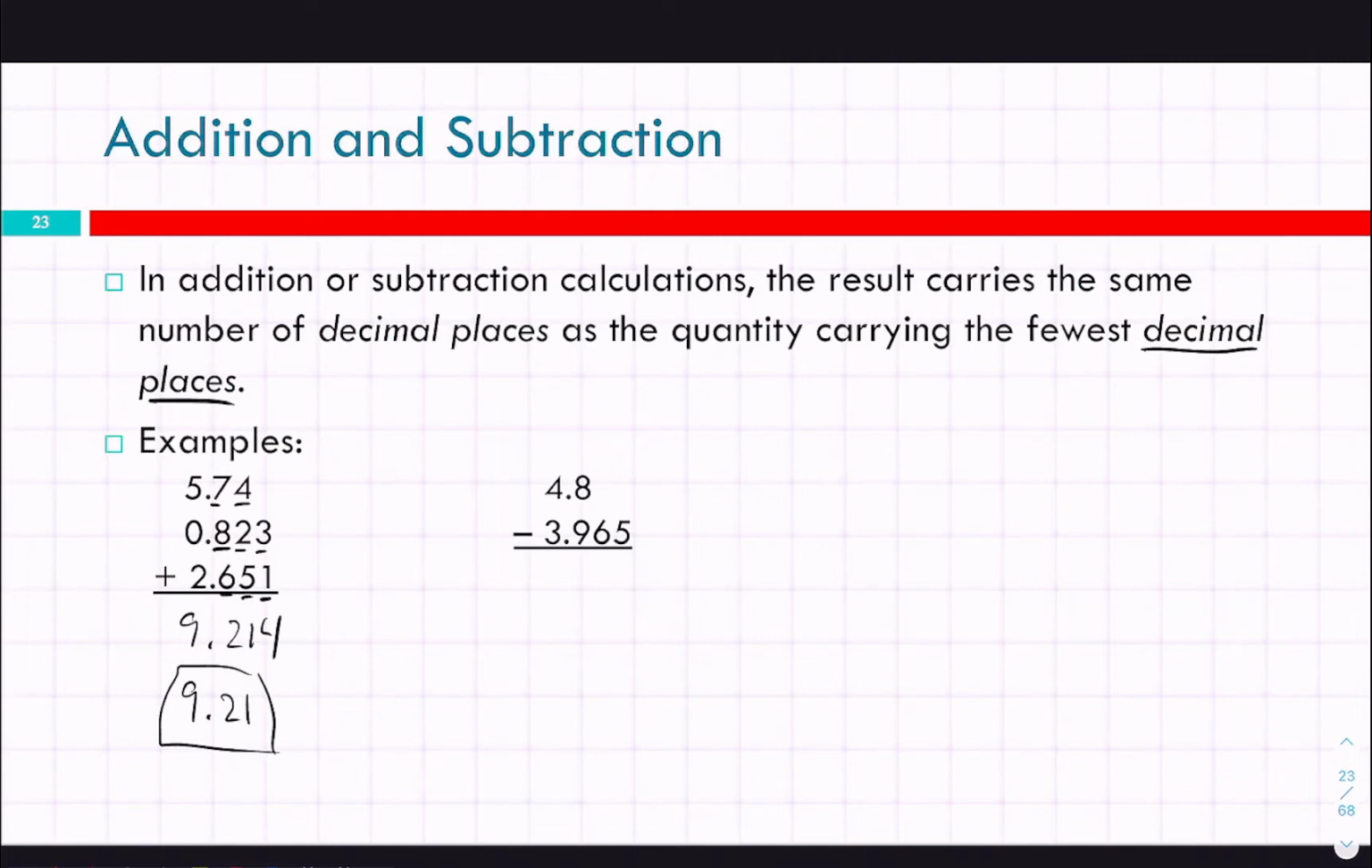And I think, well, I'll do this next example first. How many decimal places will the answer of this calculation have? 1. Just 1, right? Because 4.8 has 1 decimal place. So 4.8 minus 3.965, that's 0.835. And then our final answer, or reported answer, would be 0.8.